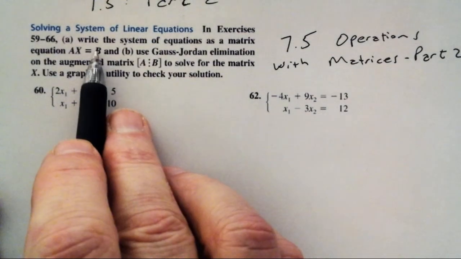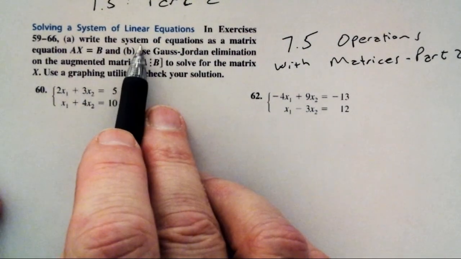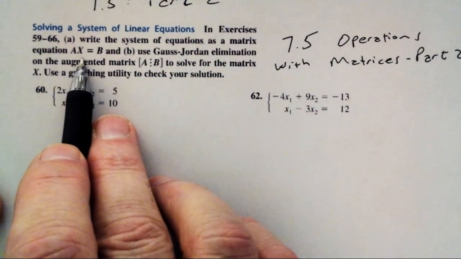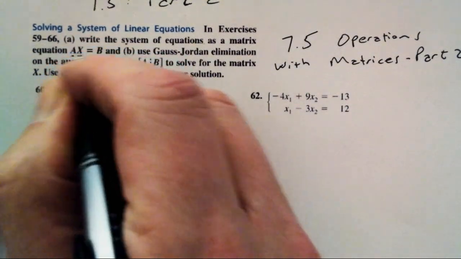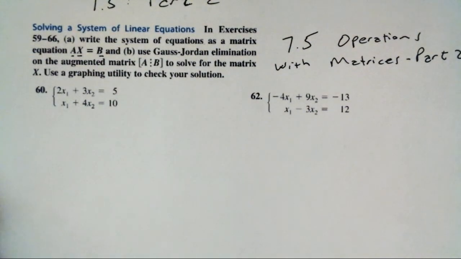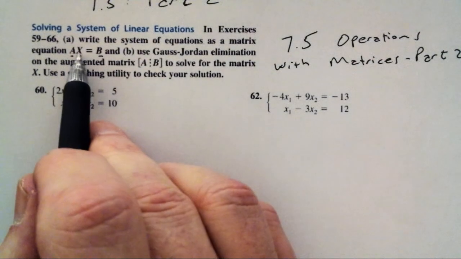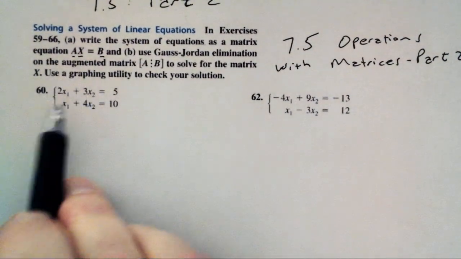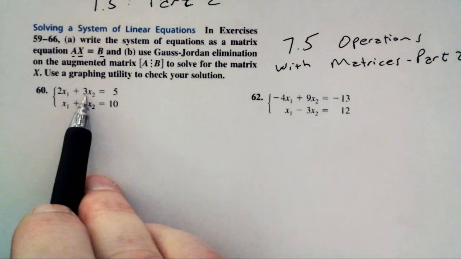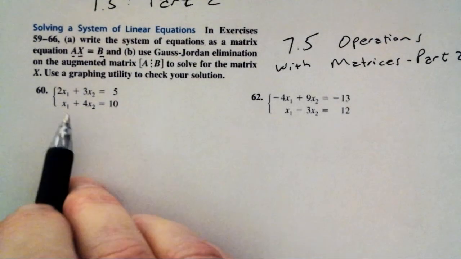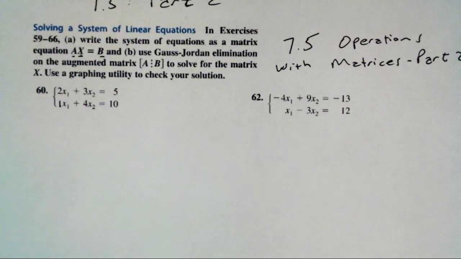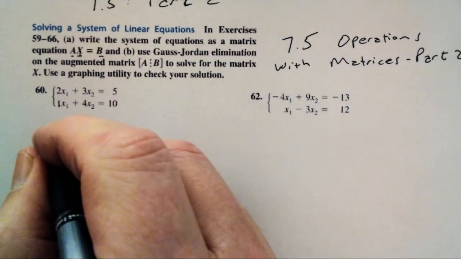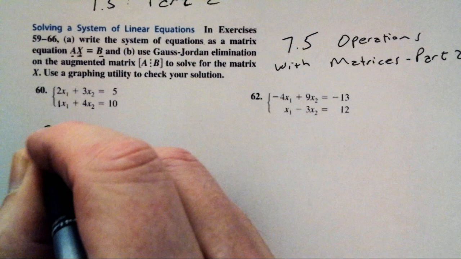The first thing they ask us to do is perhaps the confusing part: write the system of equations as a matrix equation, AX equals B. We learned yesterday that capital letters are all matrices, so I need a matrix times a matrix equals B. What I notice is that 2 is getting multiplied by x1, and 3 is getting multiplied by something, and 1 and 4 are each getting multiplied by something. So this 2, 3, 1, and 4, it's tempting to make those be a matrix.